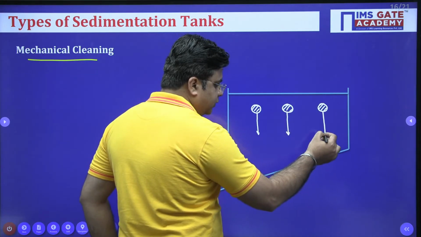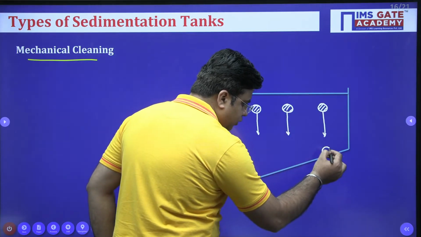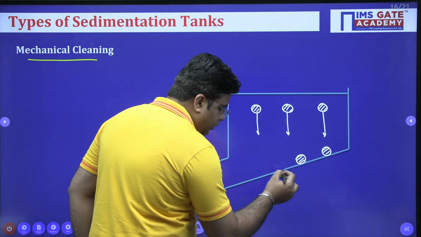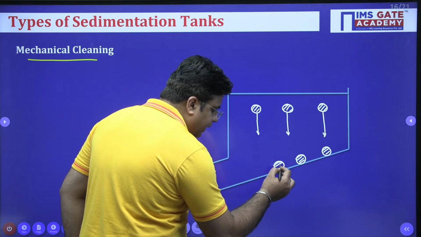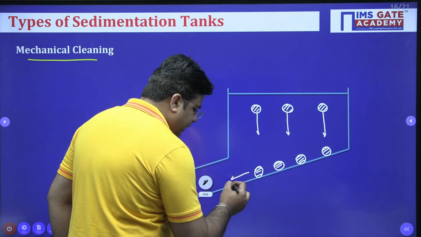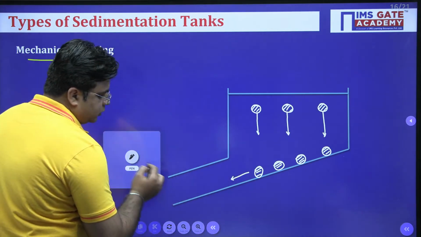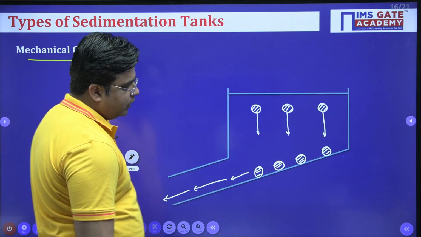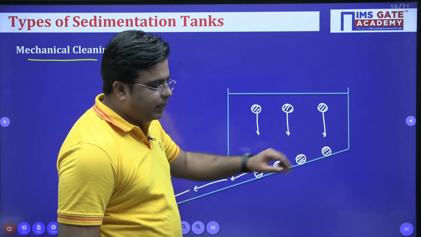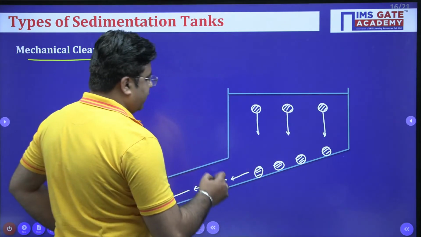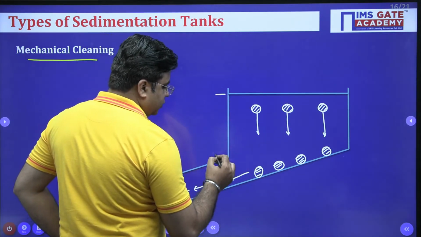And these solids will reach the bottom of the settling zone, from where they are removed mechanically like this. These solids are removed mechanically out of the system, right? So whenever you are going for mechanical cleaning of this sludge, only the settling zone is provided.